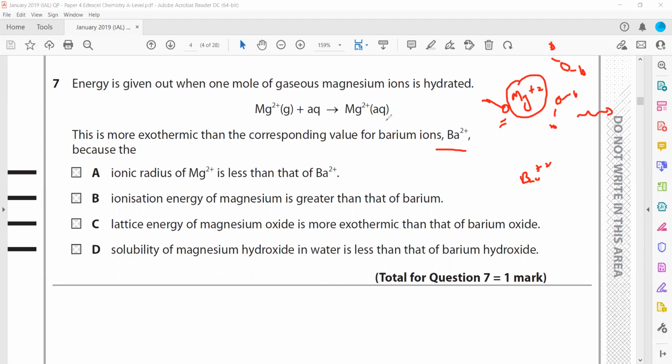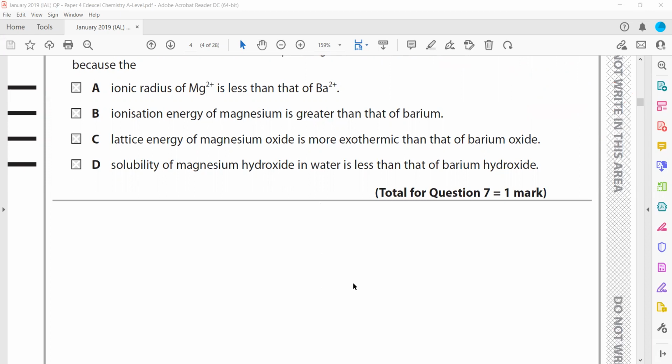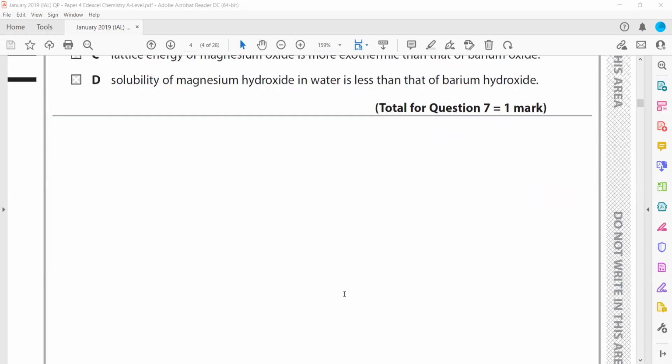So the ionic radius of magnesium is less than barium. The charge is the same for both ions, because magnesium is +2 and barium is also +2. But because barium is larger in size, it cannot form a very strong bond, and the oxygen cannot have a very strong attraction. Bond forming is exothermic, but this will release less energy. So for question 7, A should be the right answer.